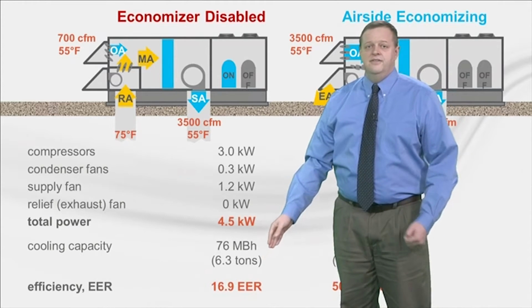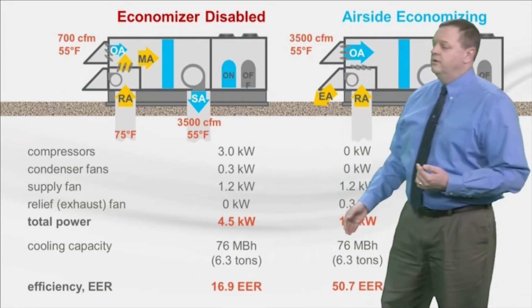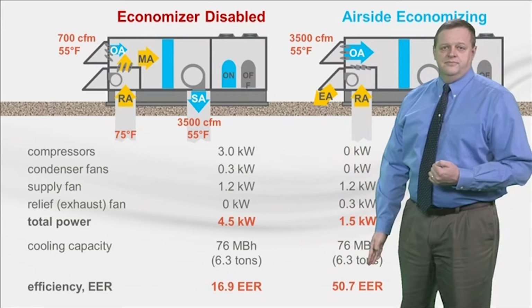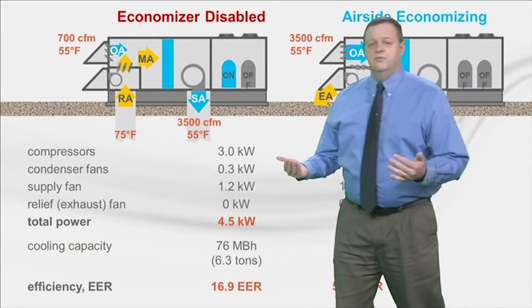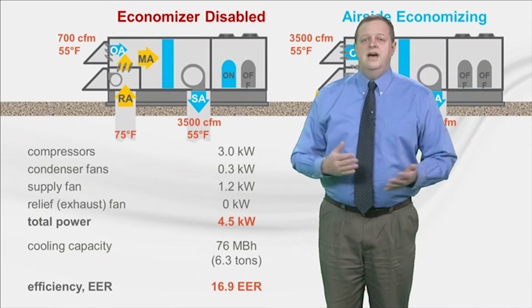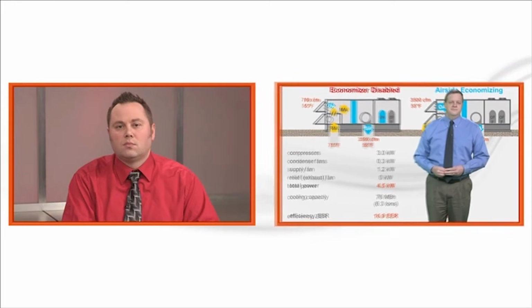Now this is higher than when the unit was operating at design conditions, but still much lower than when the unit is economizing. The main point is that the efficiency metrics we use to rate equipment don't include economizer mode. So this can be a helpful exercise to demonstrate its value.